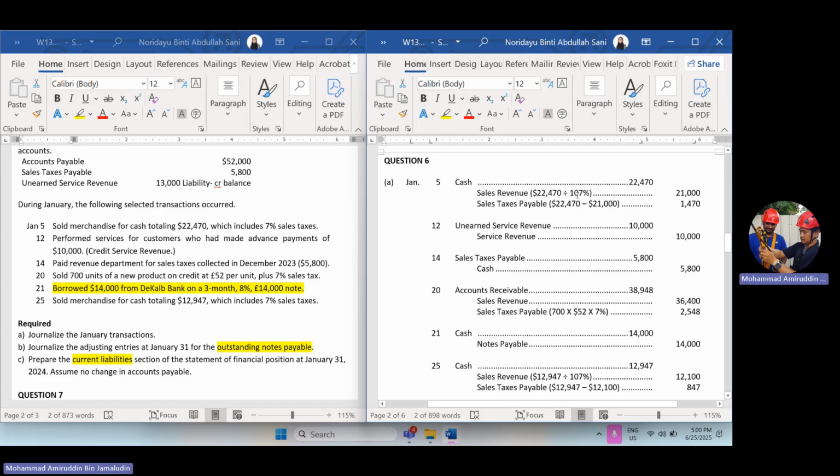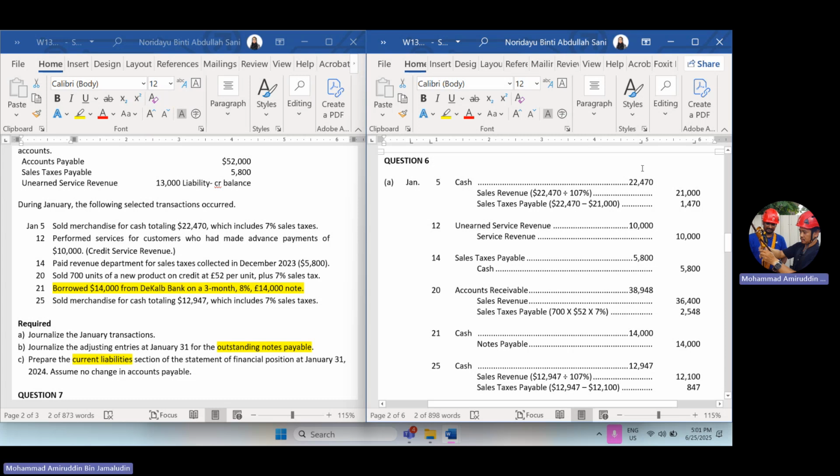So how much is the sales revenue? It's actually the 100. So you settle the maths, okay? Or you can also use this way, 22,470 divide by the 107%. Or you learned in high school, right? Cross multiplying. You know, right? Cross multiplying, this multiply this multiply this. Then settle your maths. Okay. So my sales revenue is 21,000.